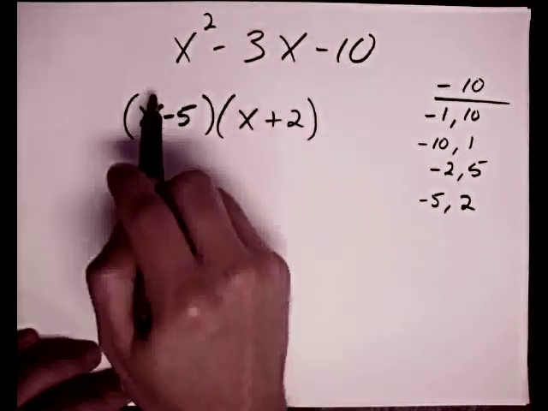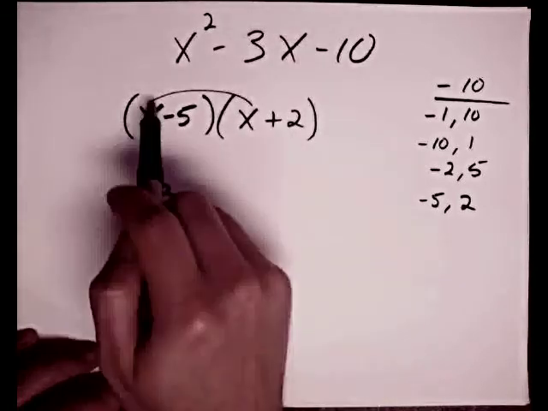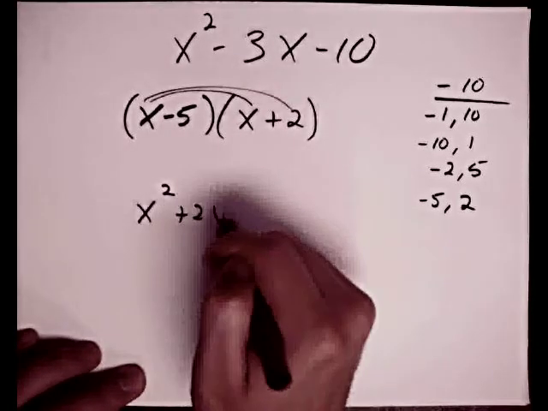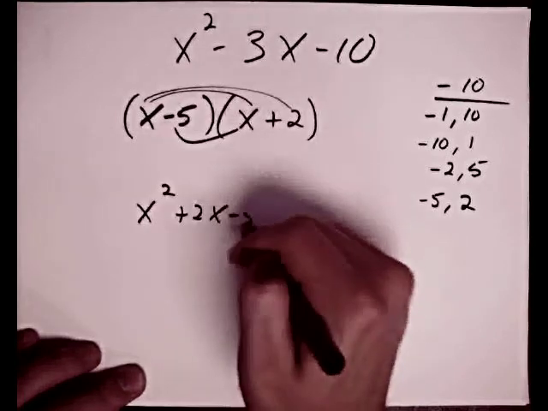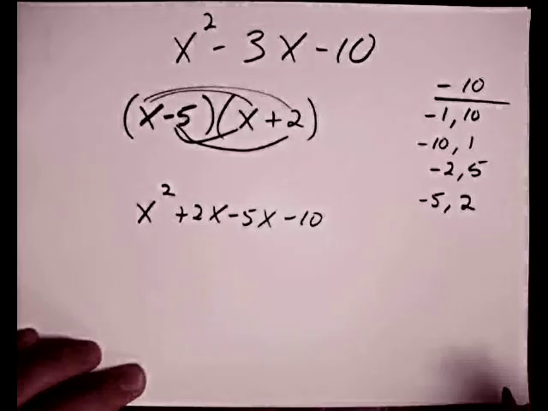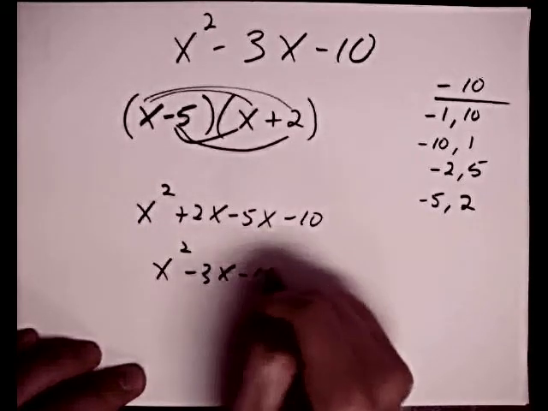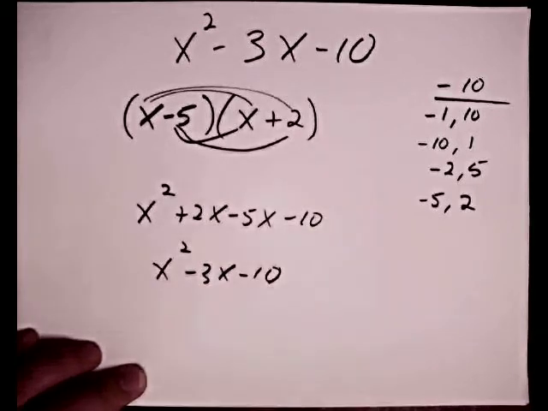So if we were to FOIL, we would have x times x is x squared, x times 2 is 2x, negative 5 times x is minus 5x, negative 5 times 2 is negative 10. Combine the like terms: x squared minus 3x minus 10. So when we factor, we're not really changing the value, we're just changing how the quadratic looks.